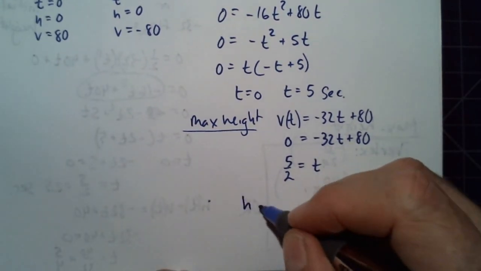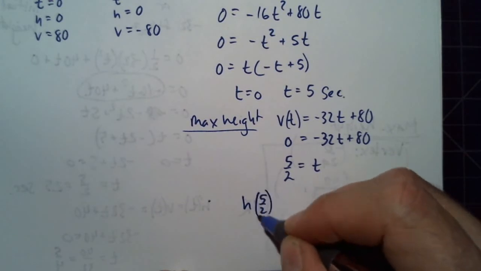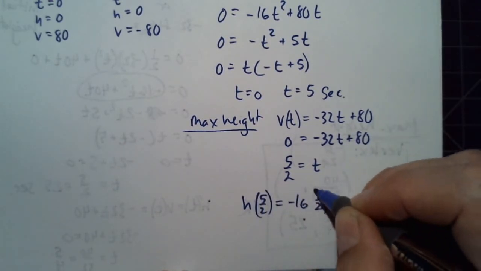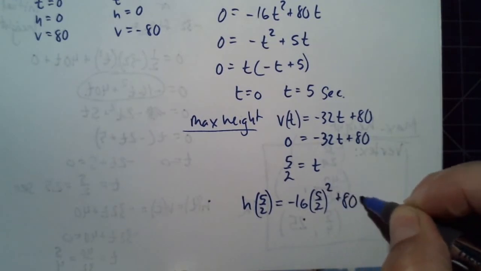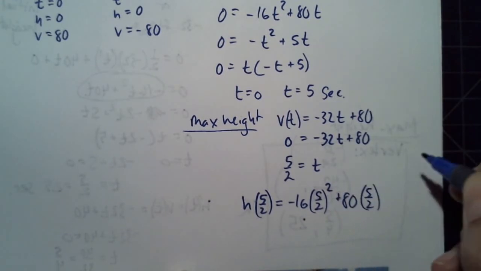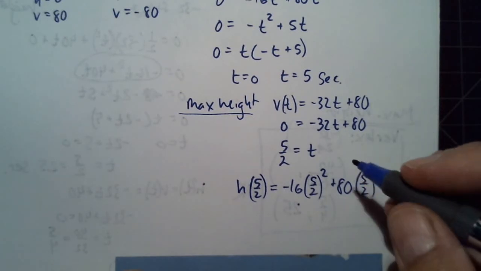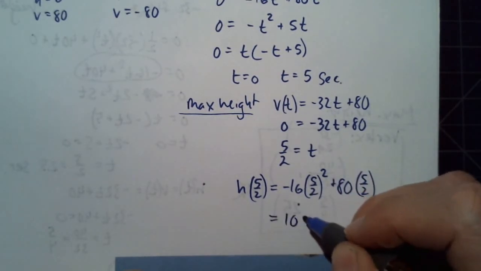And then we have to do h of 5 over 2, and that's going to be negative 16 times 5 over 2 squared plus 80 times 5 over 2. And this gives us 100 feet.